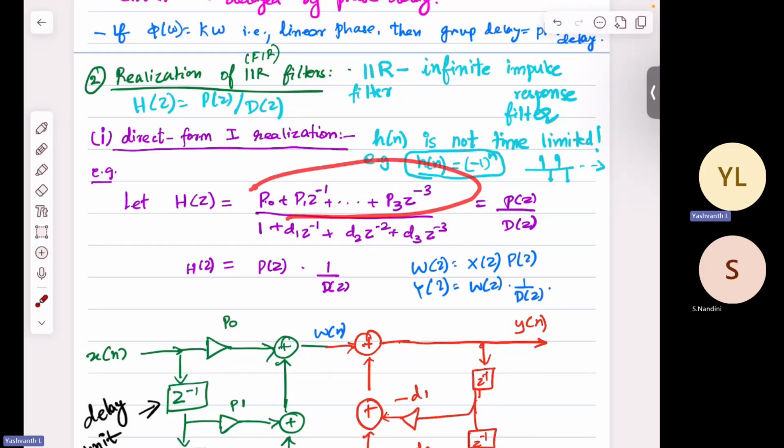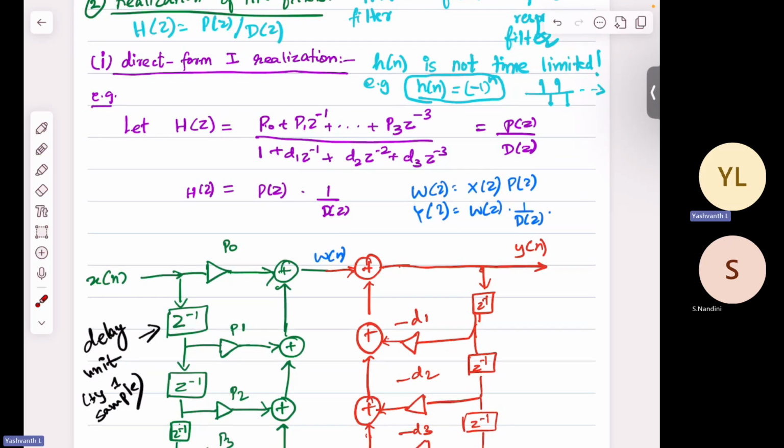Okay, the numerator I call P of z, and the denominator polynomial I call D of z. So you can write your H of z as the product of two functions: one is P of z, into 1 by D of z. So you have split your transfer function into two factors.